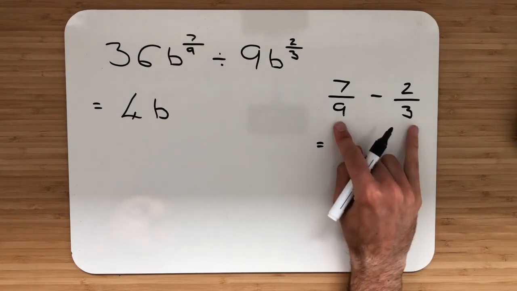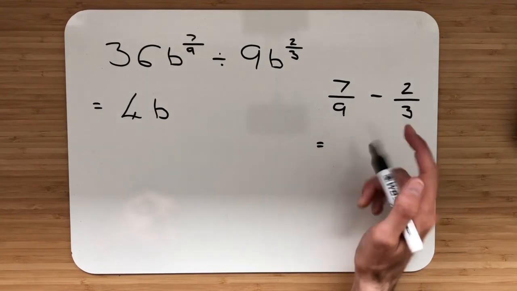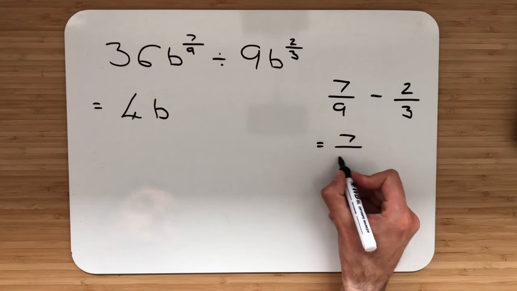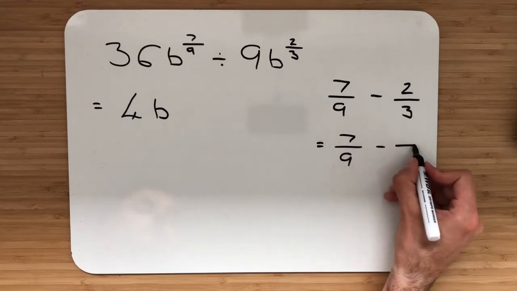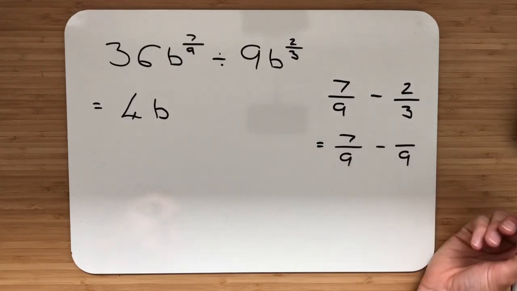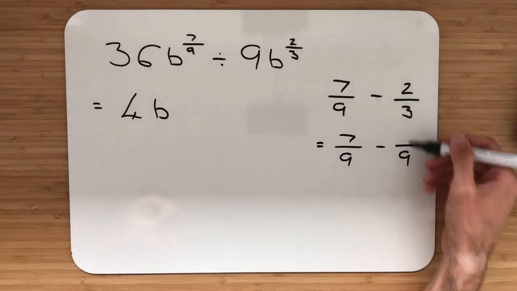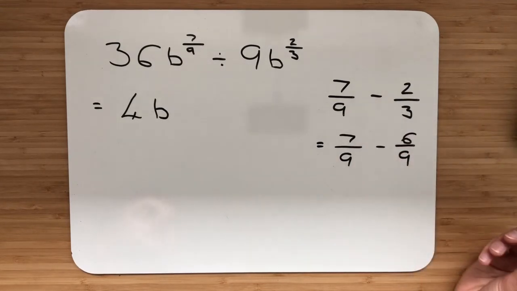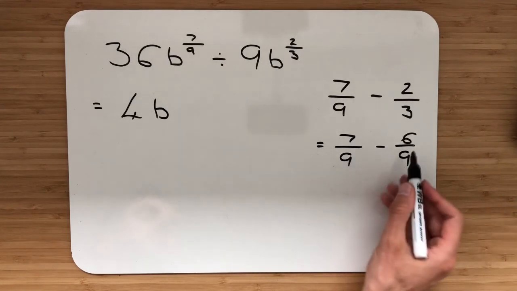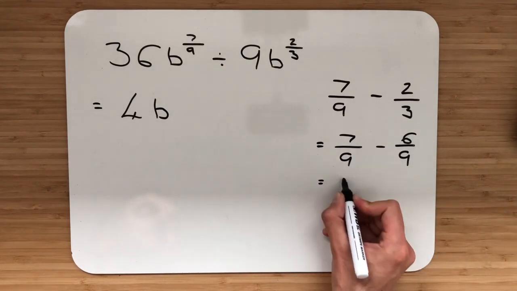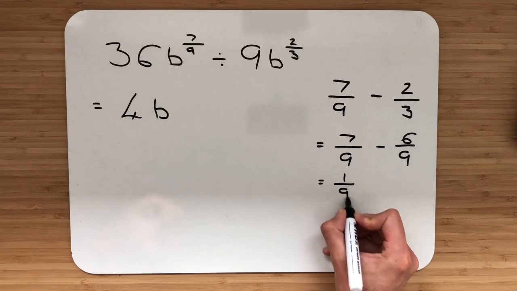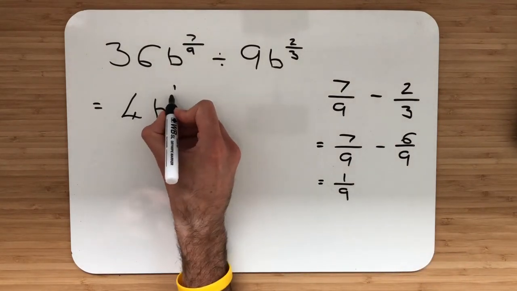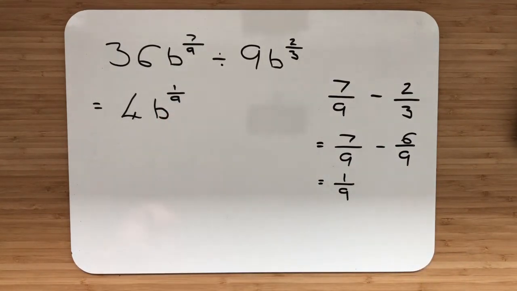Common denominator of 9 and 3, well, I can just change them into ninths. So this stays as is. I'm going to change this second fraction into ninths. To go from 3 to 9, I multiply by 3, do the same to the top, which leaves me 6. 7/9, subtract 6/9, leaves me 1/9. Bring that back into your answer. So my final answer is 4b to the power of 1/9.